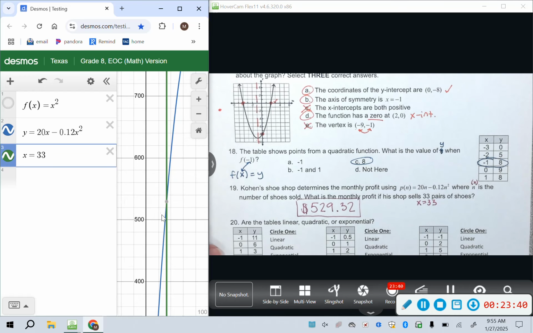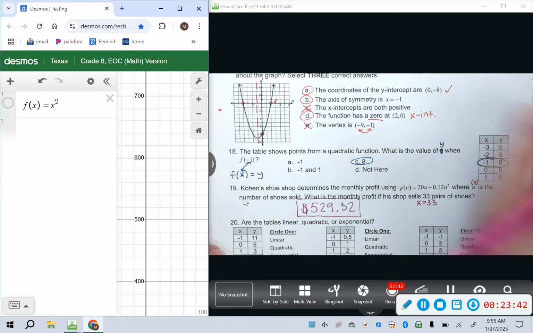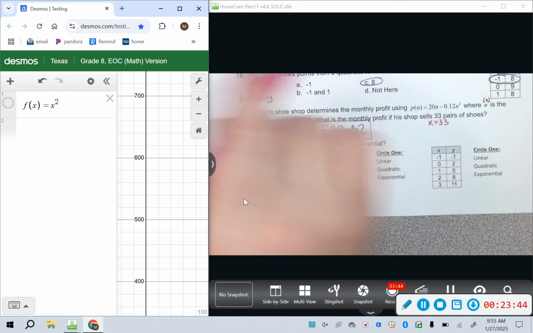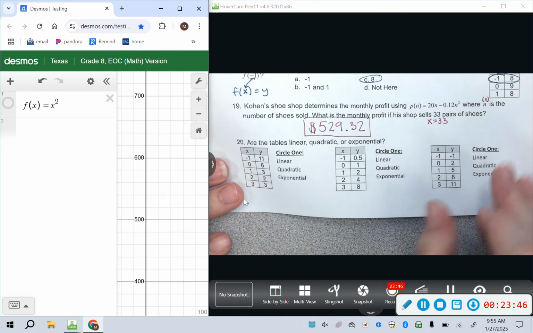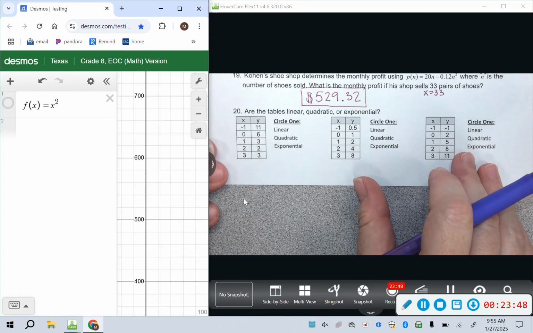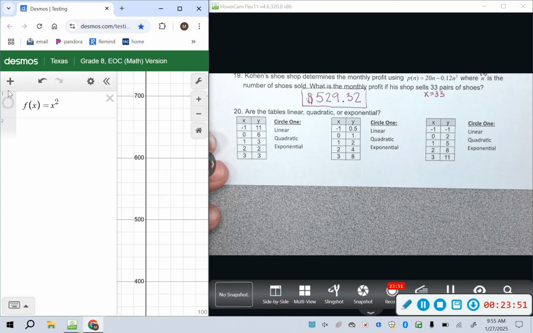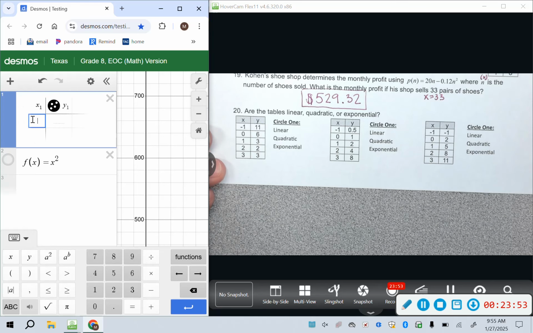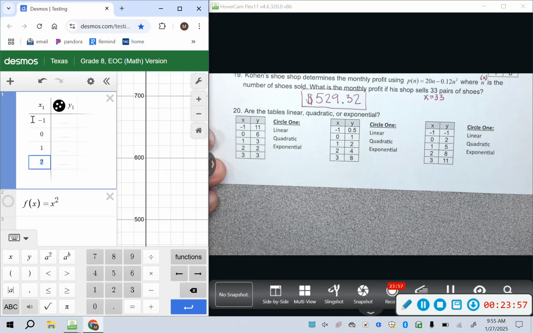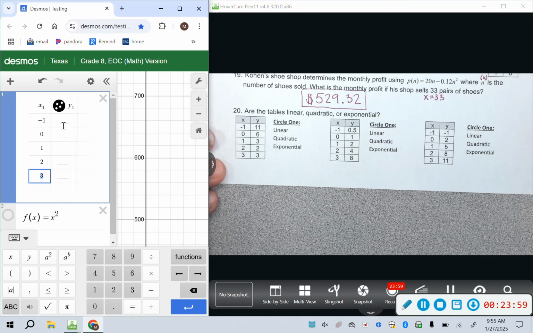So, straight calculator problem. Number 20 says, are the tables linear, quadratic, or exponential? So we're going to go straight into the plus sign, table, and type our points: -1, 0, 2, 3. You're going to type all the points: 11, 6, 3, 2, 3. And then remember, you're going to click the plus sign, zoom fit.